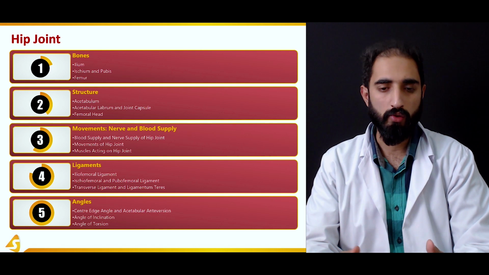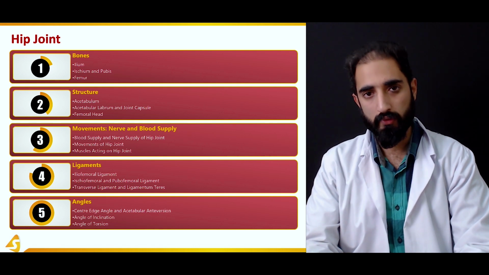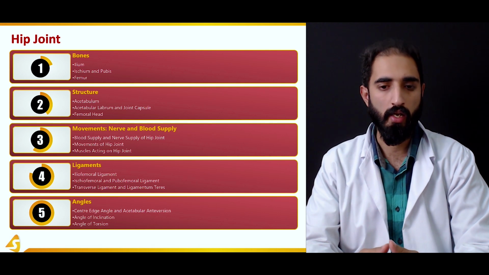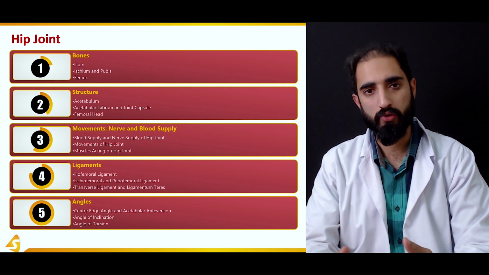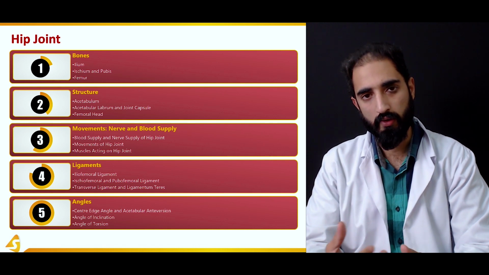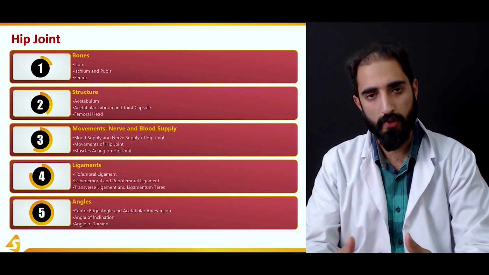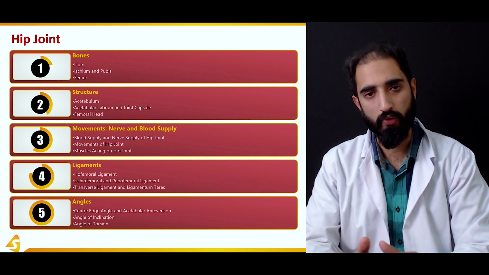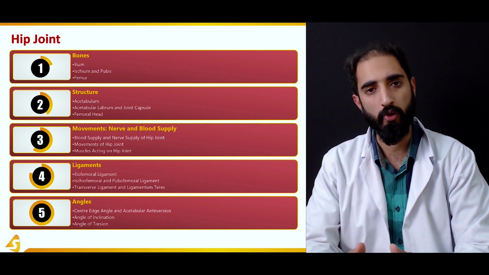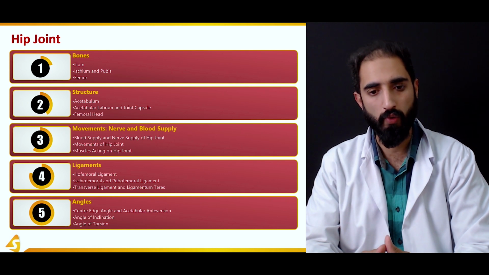So in the bones, we are going to talk about the three bones which make up the innominate bones and the femur. And in structure, we're going to talk about specific structural features of the segments of the hip joint, such as the concave and convex bony partners which make up the hip joint, which are the acetabulum and the femoral head. We're also going to talk about the acetabular labrum and the joint capsule as well.